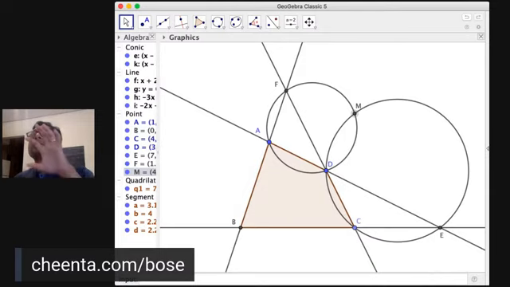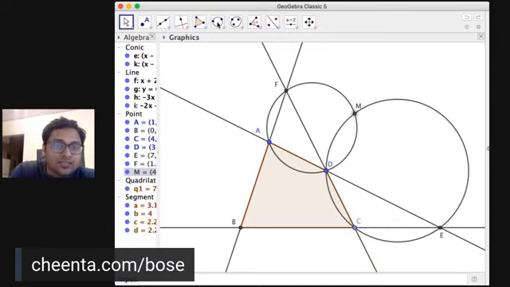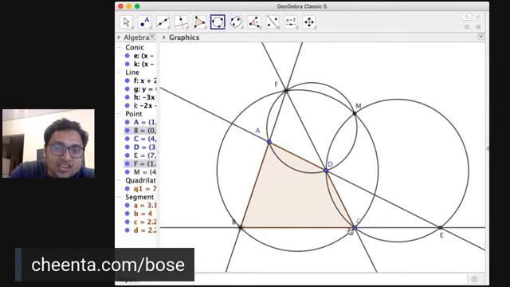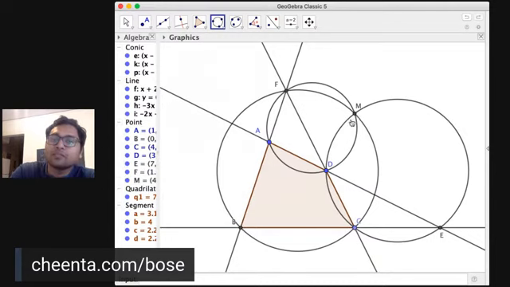Through 3 points, you can always draw a circle if they're not on the same straight line. But through 4 points, you may not be able to do that. So I'll just draw the circle through F, B, and C. Just check how it snaps to M. You see how it snaps to M? This circle that we just drew.